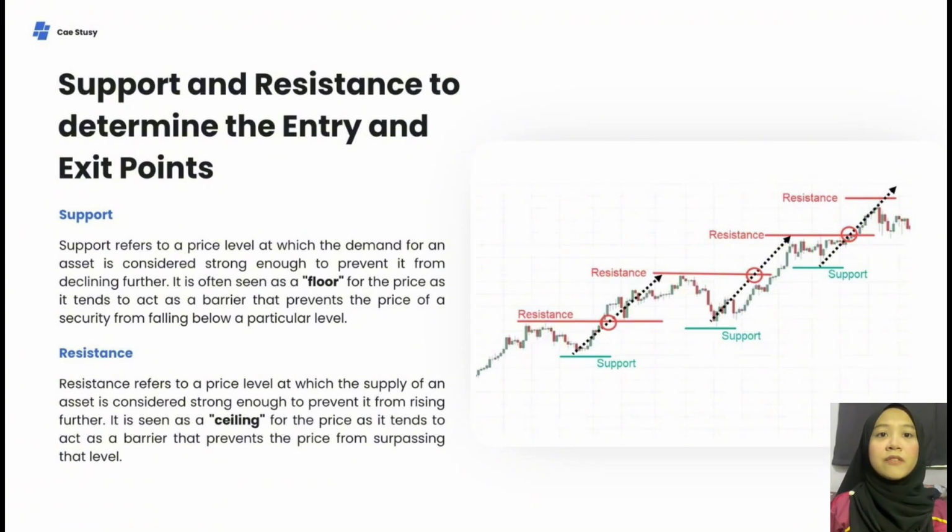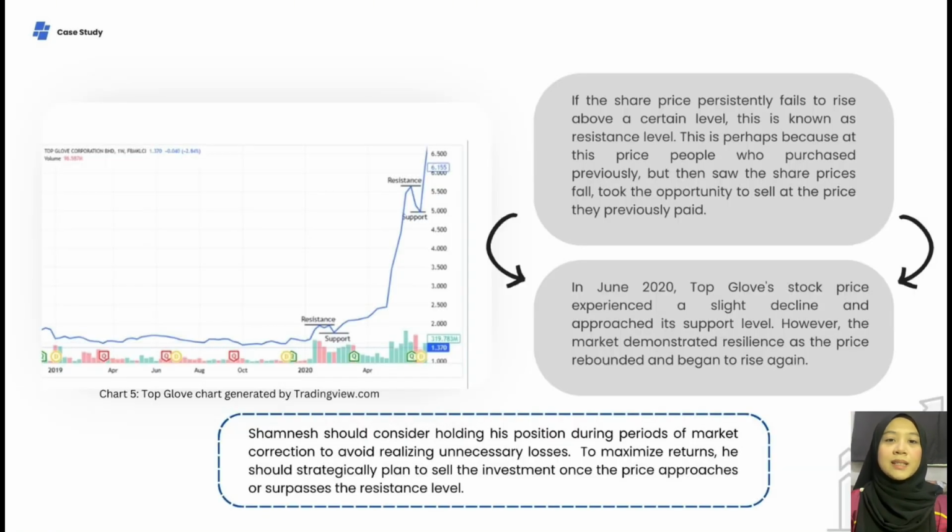Resistance, on the other hand, refers to a price level at which the supply of an asset is considered strong enough to prevent it from rising further. It is seen as a ceiling for the price, as it tends to act as a barrier that prevents the price from surpassing that level. In the case study, Top Glove serves as an example of a glove counter. The figures show that if a share price persistently fails to rise above a certain level, this is known as a resistance level. This is perhaps because at this price, people who purchased previously but then saw the share price fall took the opportunity to sell at the price they previously paid.